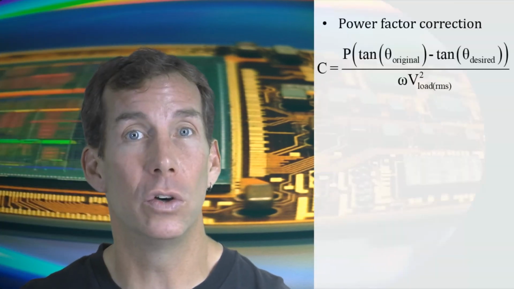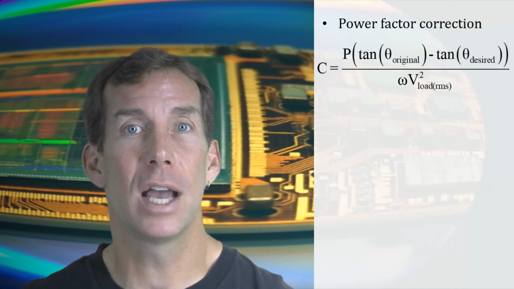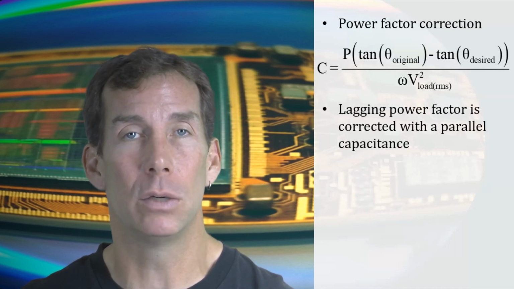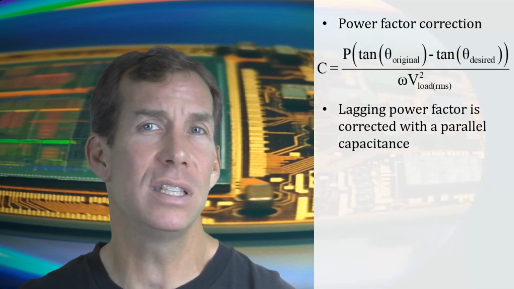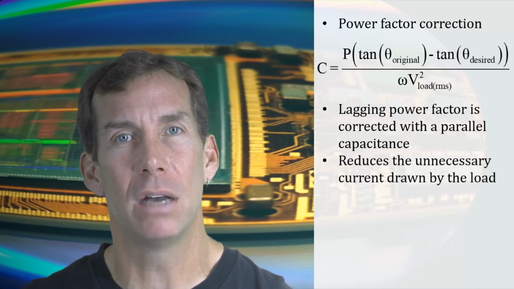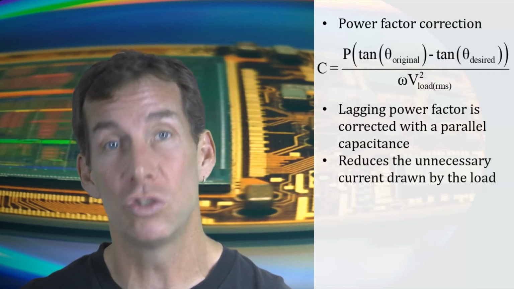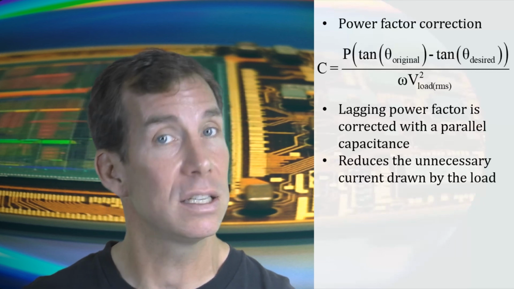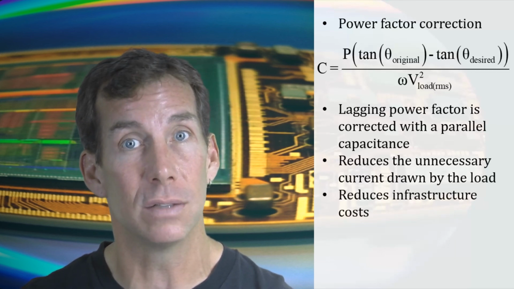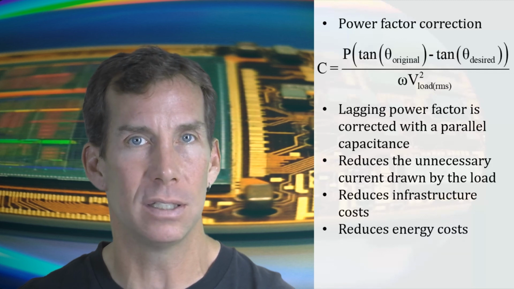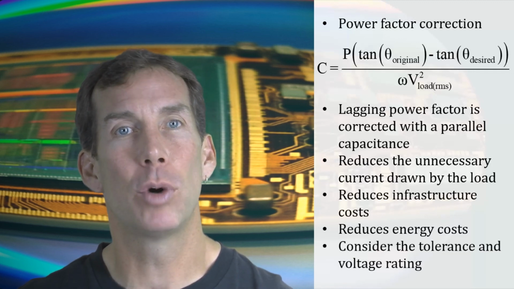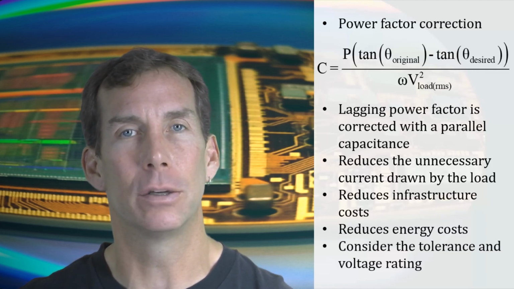In this video, we derived the expressions and went through the procedure for correcting the power factor of a load with an inductive impedance. This was accomplished by attaching a capacitor in parallel with the load. This is important because increasing the power factor for a load reduces the amount of unnecessary current that the load will draw. This in turn reduces both the cost of the infrastructure to support the system and the energy costs to operate the system. We then went on to look at some of the practical considerations in selecting a capacitor.